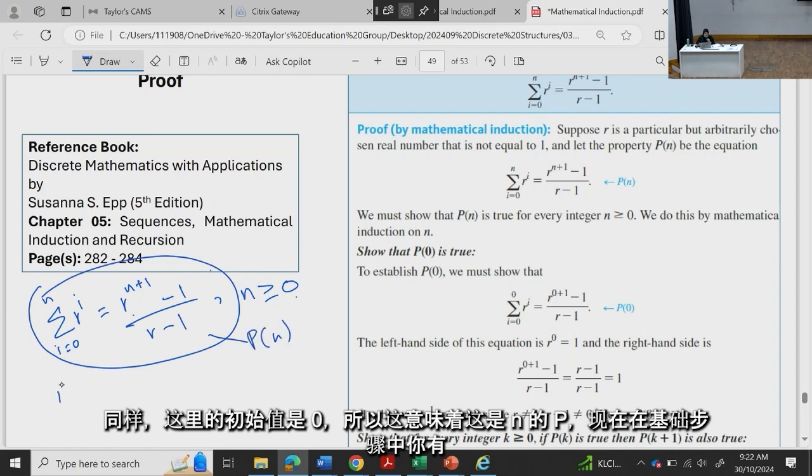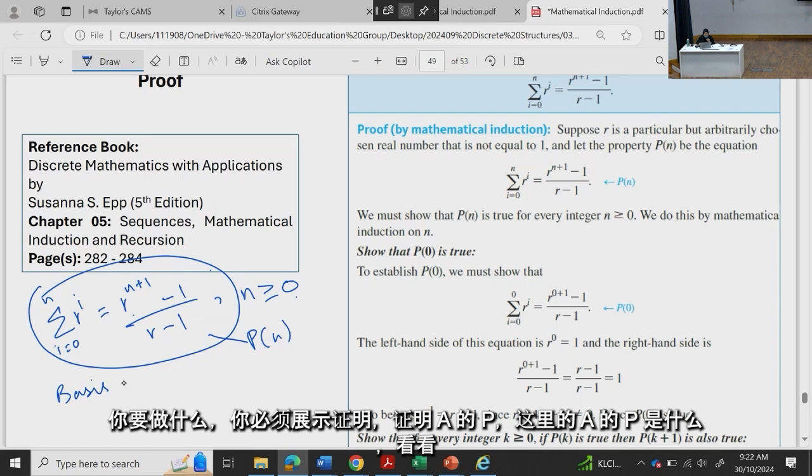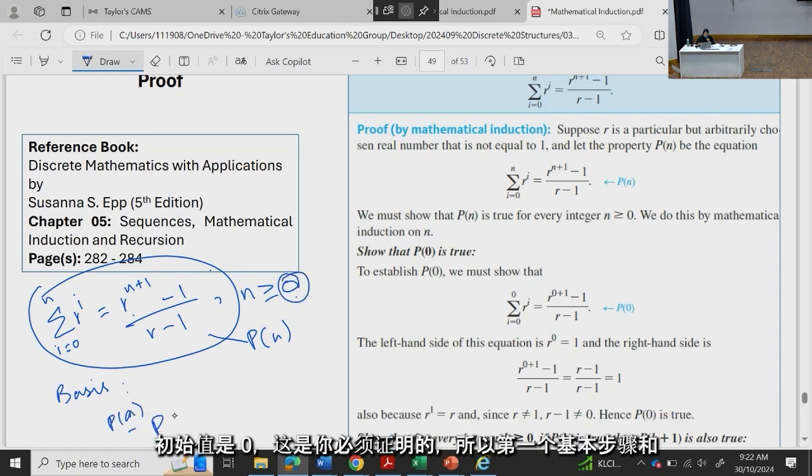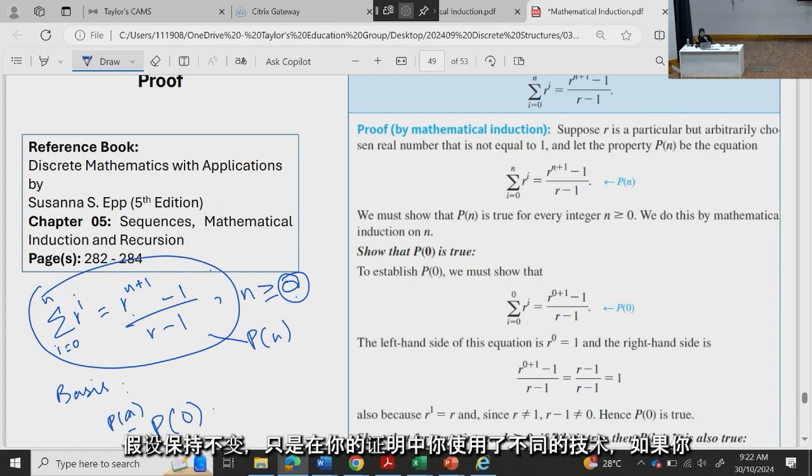Now in the basis step, what do you have to do? What you have to show the proof of is P of 0. What is P of 0 over here? Look at the initial value, it is 0. This is what you have to show the proof of. So the base step and the assumption remain the same. Just in your proof, you are using a different technique.